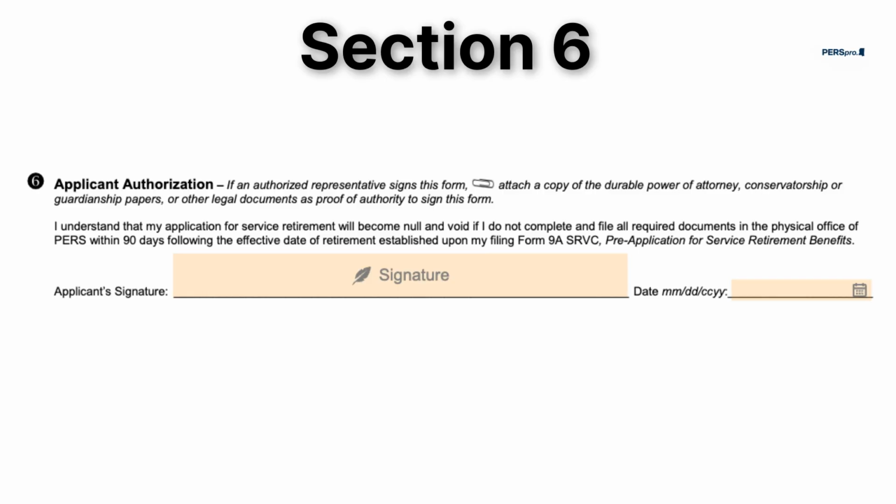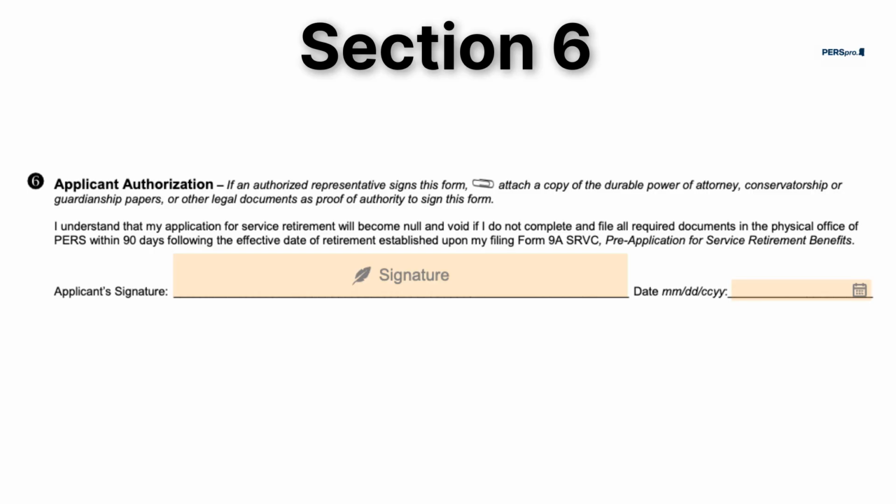We have reached Section 6, Applicant Authorization. By signing this section, you certify that you understand the direct deposit requirements, the tax withholding choices you've made, and the irrevocable nature of selecting monthly COLA. Sign your name on the signature of applicant line and write the current date.